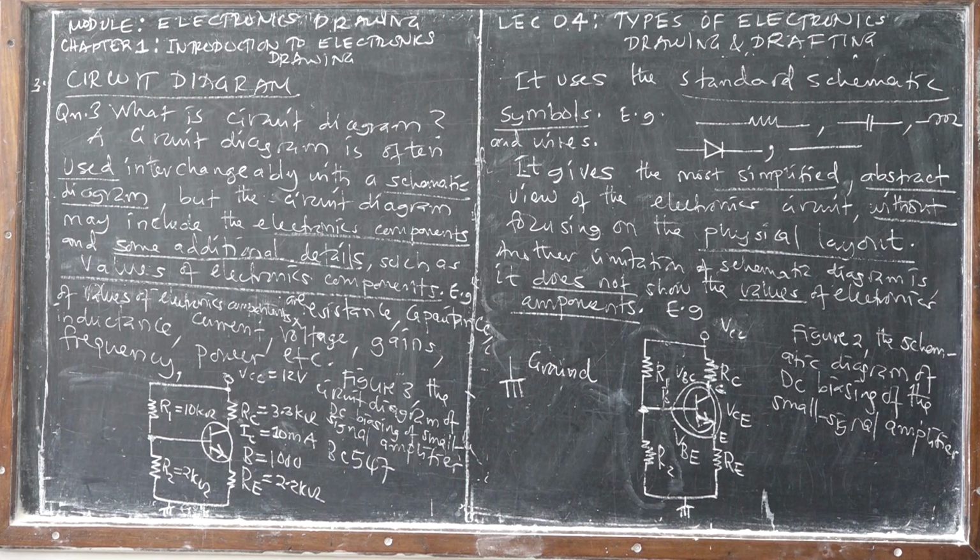This is the schematic circuit diagram. First of all, it is schematic, but also it has values. So we call it a schematic circuit diagram, or we call it a circuit diagram.